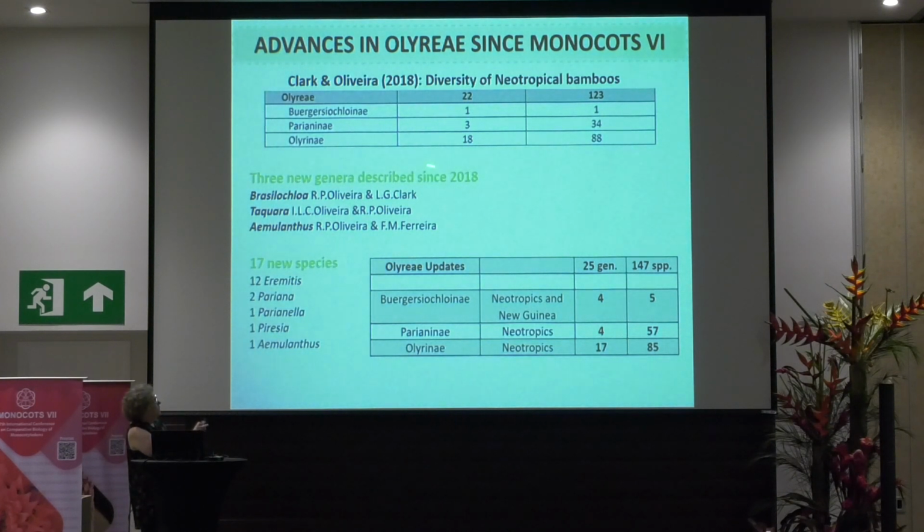And this is where we stood in 2018. There were 123 species in 22 genera in the tribe. Since then, just to give you a heads up, we've already described 3 new genera within this tribe and 17 new species. The current total is right here, 25 genera and 147 species.